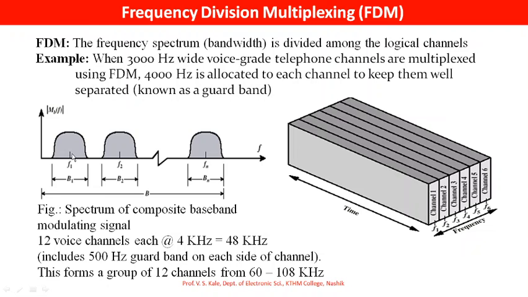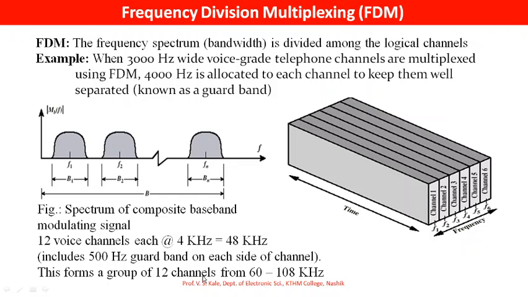Here this is B1, second is B2, third is B3, like this. If we are making a group of 12 voice channels, each requires 4 kilohertz, meaning B1 is 4 kilohertz, B2 is 4 kilohertz, like this. Then the total bandwidth required is 48 kilohertz. It includes a 500 hertz guard band on each side of the channel.